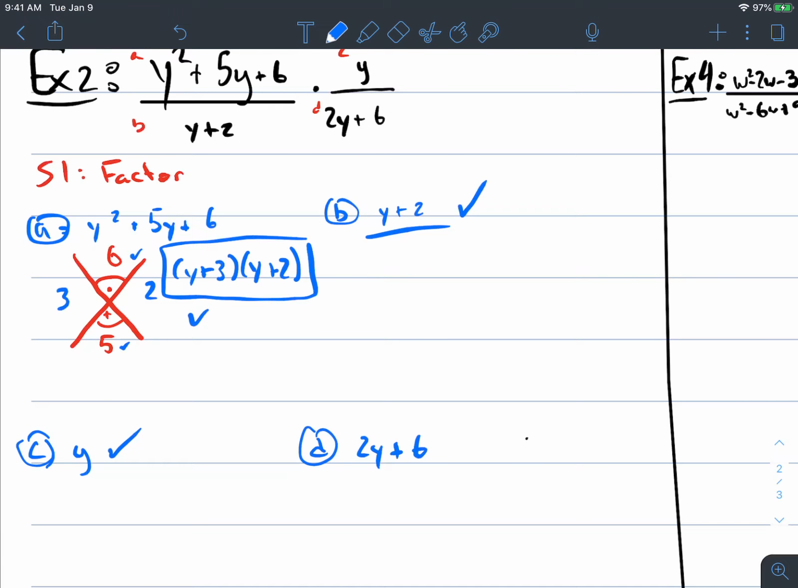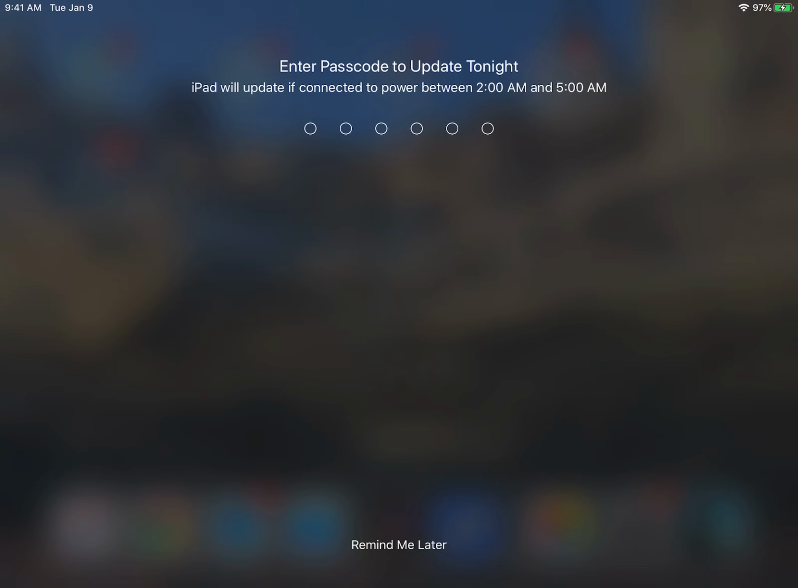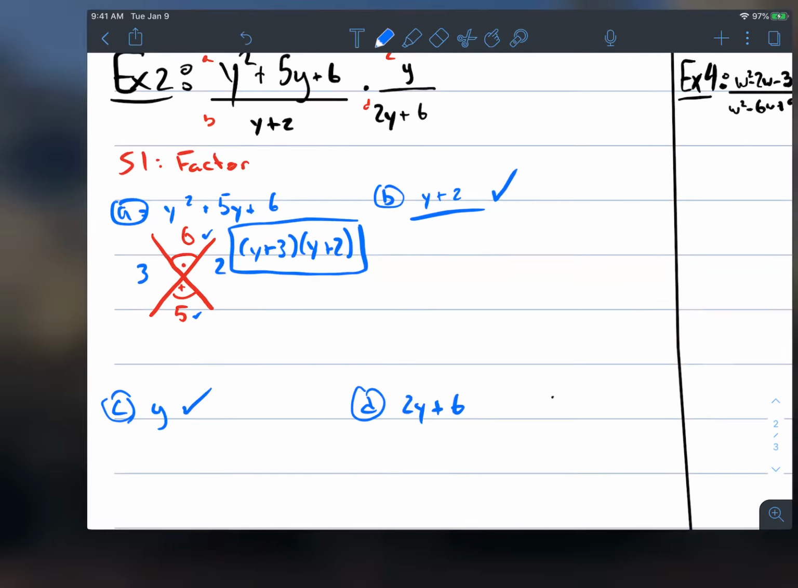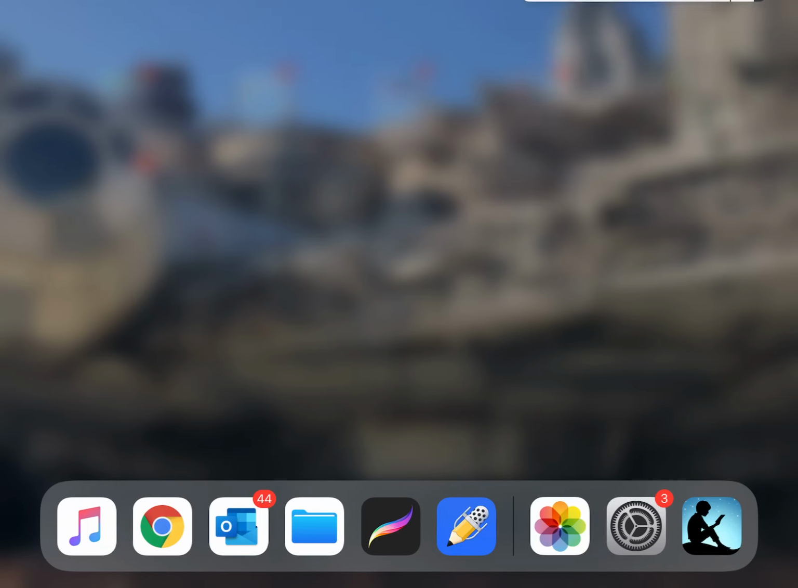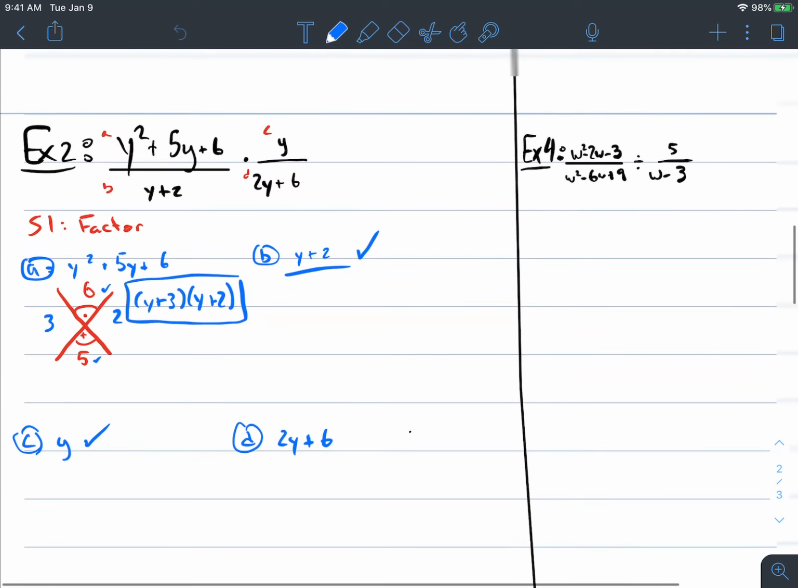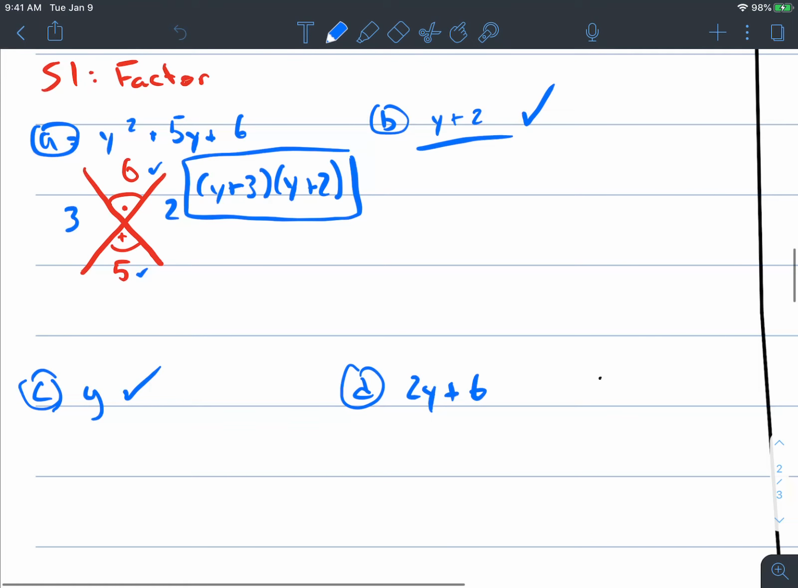But now we're going to look at D. Okay, just give me one moment, guys. There seems to be an issue with my iPad. Remind me later. Sorry about that. Let's go back here. It's still not working. Let's see what happens if I cancel this out. Sorry about the technical difficulties. All right, so now it's working. Sorry about that, but you know, technology sometimes gets clunky.